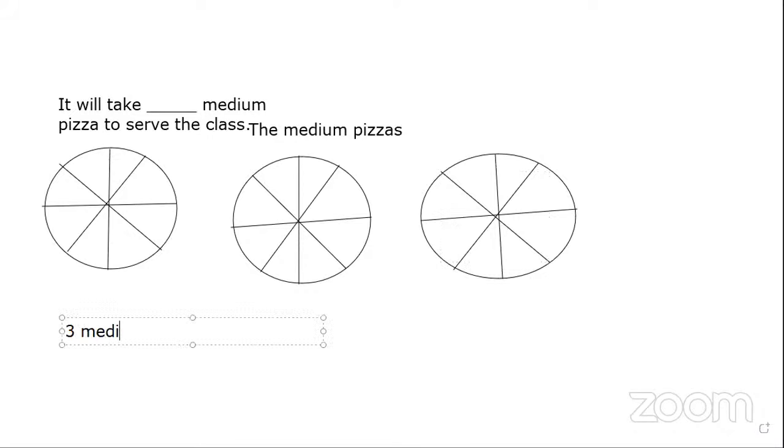3 medium pizzas gives you 24 slices. Any statements you want to write, it is perfectly fine as long as it reflects what is in your diagram and helps you to monitor your progress while you're doing your problem solving.